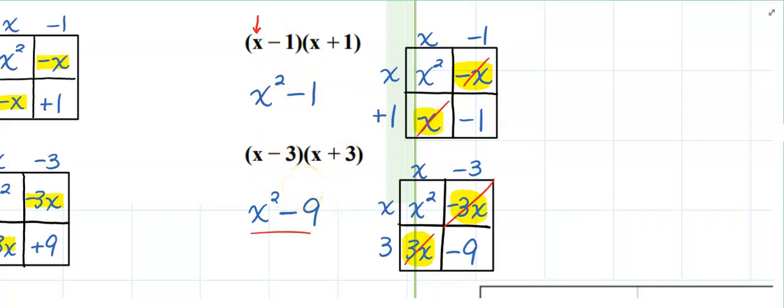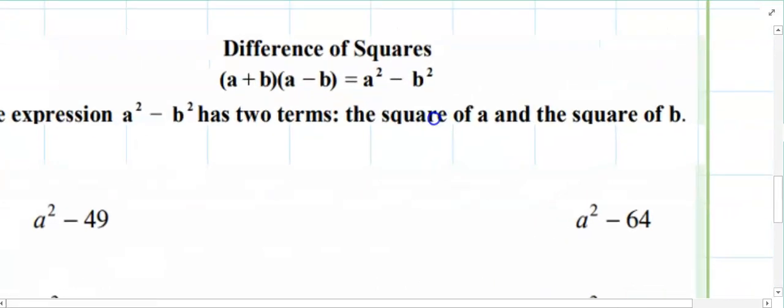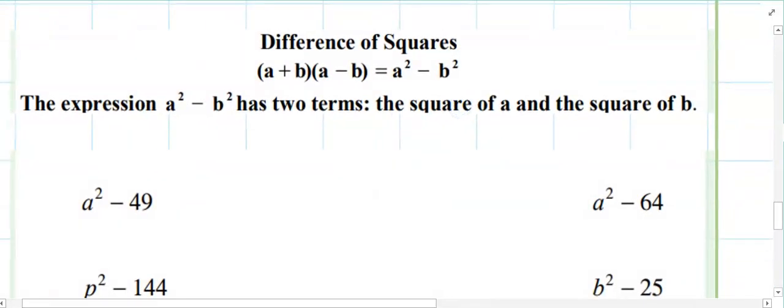What we have here, we have two terms with a subtraction sign. The first term is a perfect square, the second term is a perfect square, and the subtraction sign means difference. What we have is a difference of squares. Whenever you have a number plus a number times a number minus that same number, you simply square the first number, square the second number, and put a subtraction sign between them.